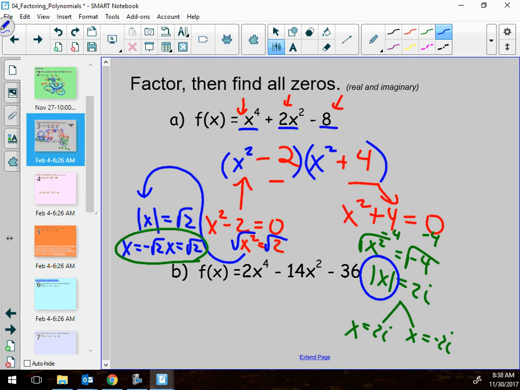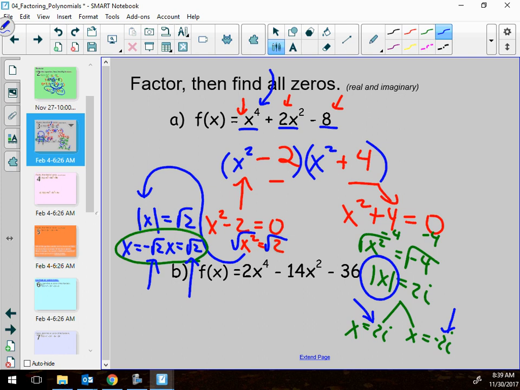Final answer, negative square root of 2, positive square root of 2, 2i, and negative 2i, and I hope you can tell that those are the imaginary ones because they have an i in them. Why do I have 4 answers? Because I've got a 4 for a degree. Thus, I must have 4 answers. Okay. That's tough stuff. Heavy duty.